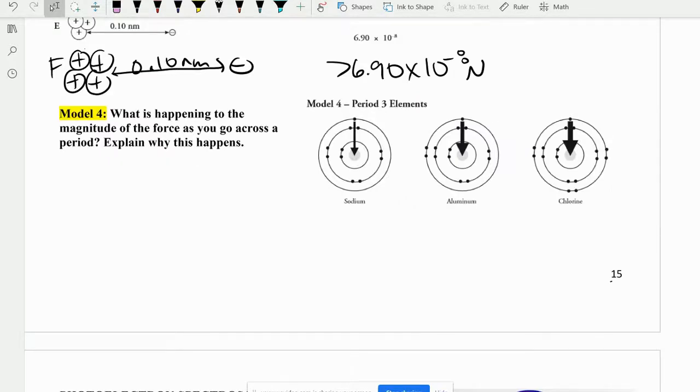All right, let's take a look at model number 4. And what they're asking here is, how would the magnitude of force be as you go across a period or a row in the periodic table? And so they've shown us sodium, aluminum, and chlorine here. So this would obviously be 3 atoms from the third period, from the third row. And go ahead and pause me and predict what you think would happen here.